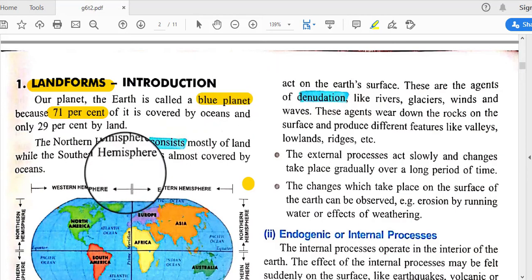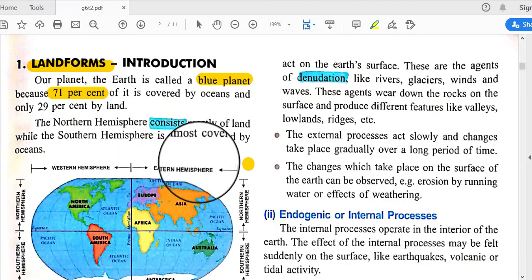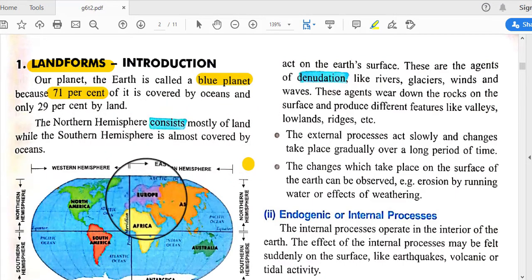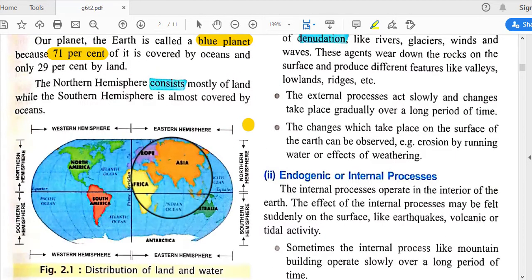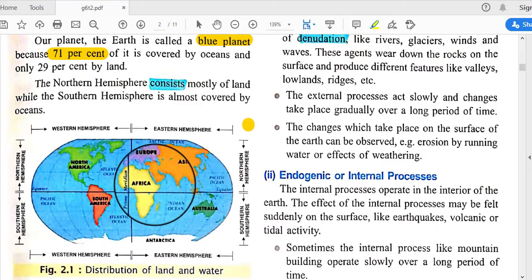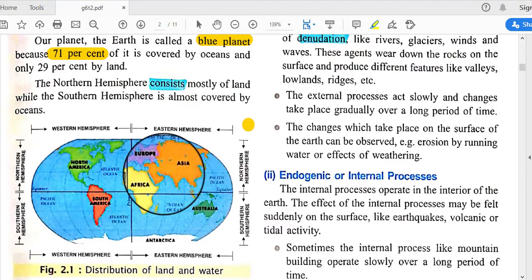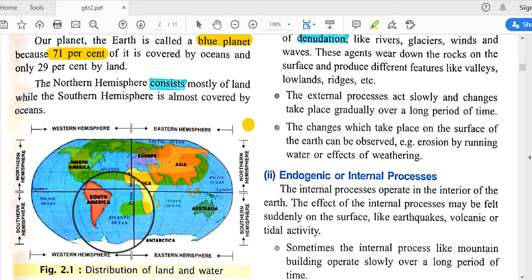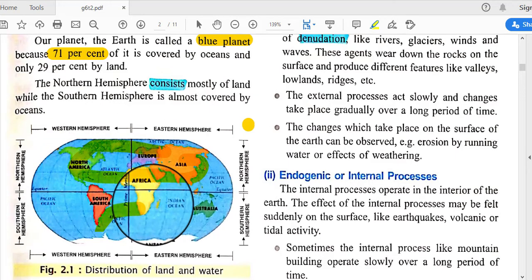The northern hemisphere consists mostly of land, while the southern hemisphere is almost covered by oceans. If you look at the picture of the Earth, you can see that most of the land is situated in the northern portion, and in the southern portion there is a smaller amount of land mass.